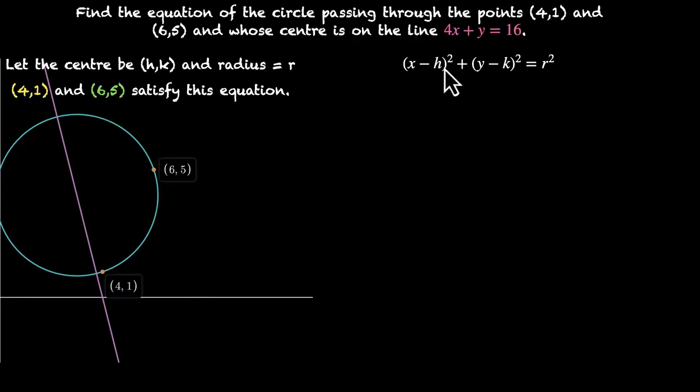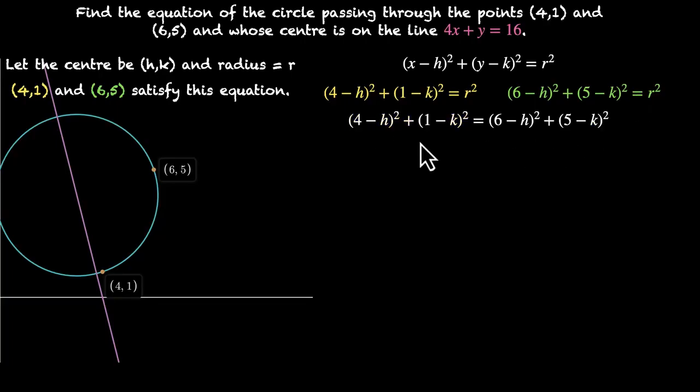So we can plug these values in. If we plug in these two, we get (4 - h)² + (1 - k)² = r². That's the first equation. And then when we plug in (6, 5), we get (6 - h)² + (5 - k)² = r². Now we can eliminate r². Both of these are equal to r², so this left hand side is equal to this left hand side.